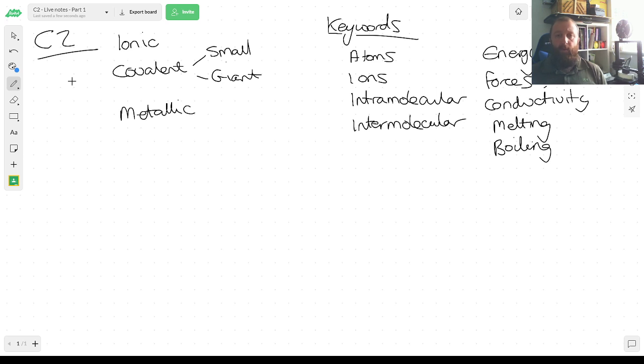Now, there's one underlying key concept, which is the foundation for every type of bonding, whether it's at GCSE, whether it's at A-level, and the more you understand bonding, the more you can take everything back to this key concept. And it's nothing that's new to you, but it is this idea that opposite charges attract.